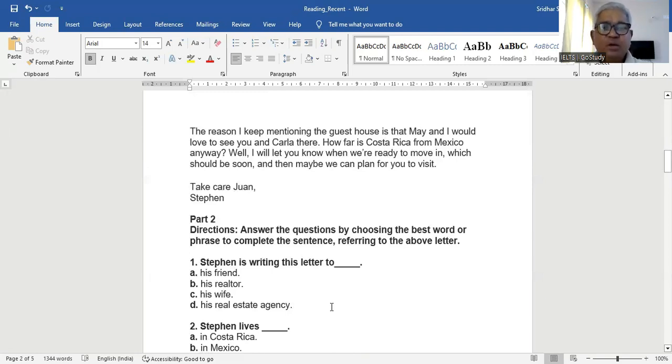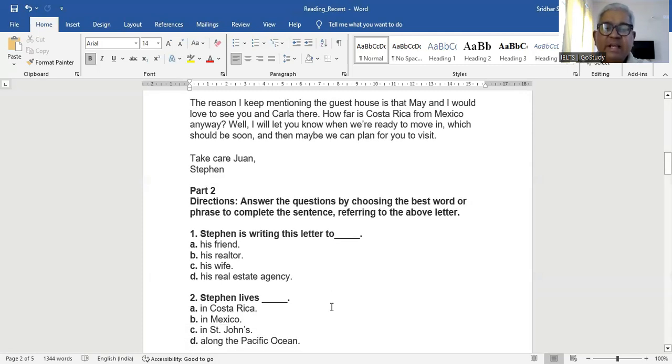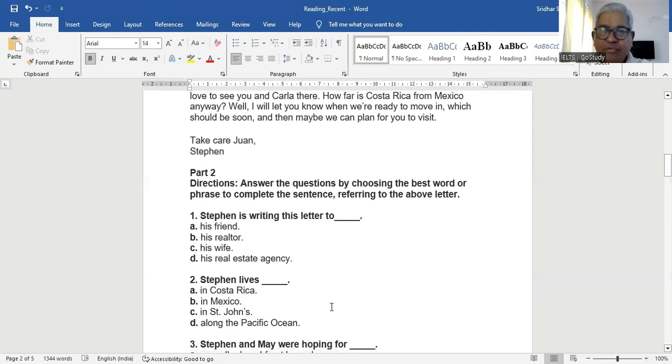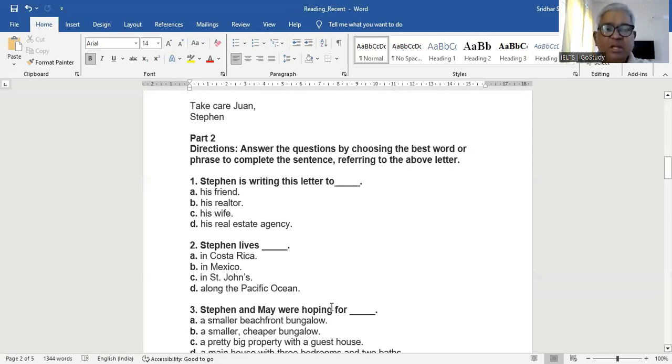Okay, let's get on with the questions and answers. Answer the questions by choosing the best word or phrase to complete the sentence referring to the above letter. Stephen is writing this letter to A, his friend, B, his realtor, C, his wife, D, his real estate agency. Looks like they are friends. So Stephen is writing this letter to his friend. A is the ideal answer.